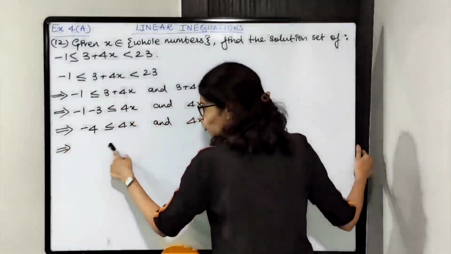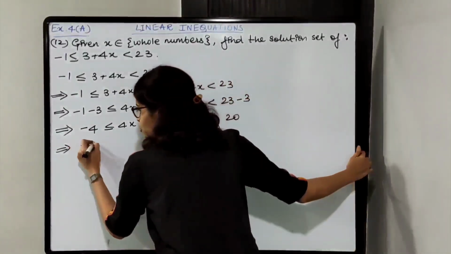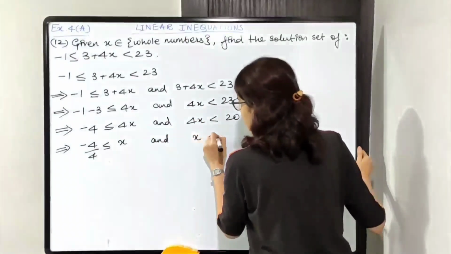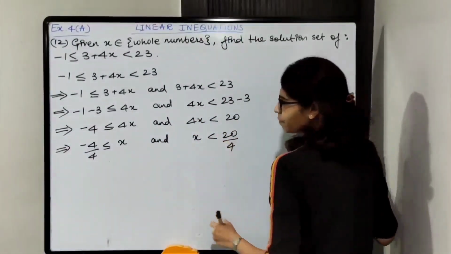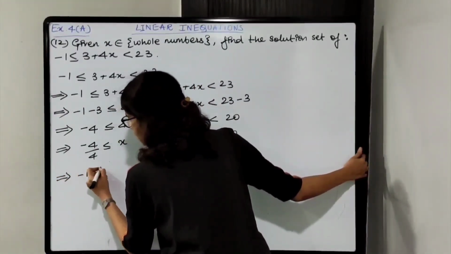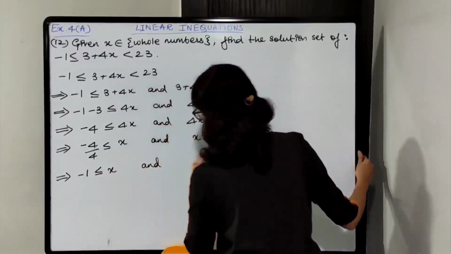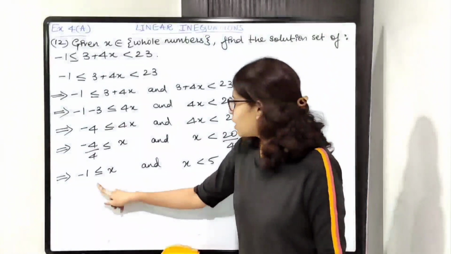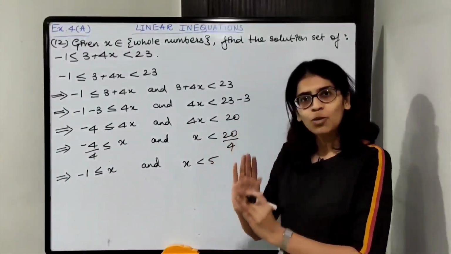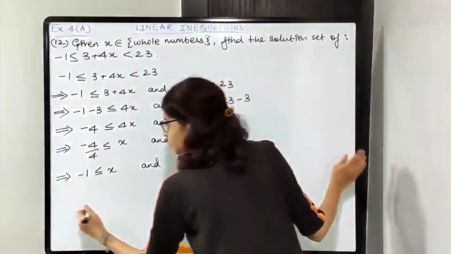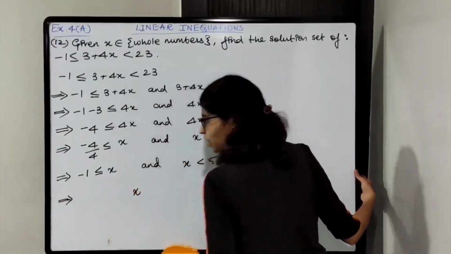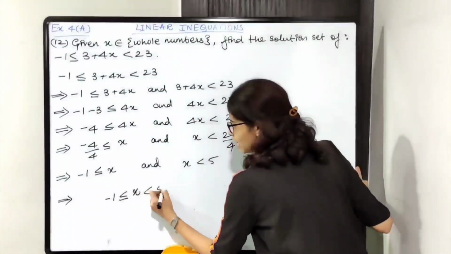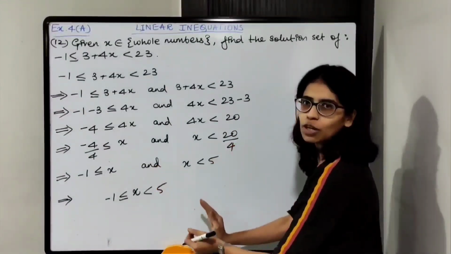So 4 I can shift on the other side. X positive है. So minus 4 upon 4 is less than or equal to x. And x is less than 20 upon 4. So this gives minus 1 is less than or equal to x and x is less than 5. We are getting two parts. So we are going to combine both the parts. Okay, अब combine करेंगे. So write the x in between, and it is greater than or equal to minus 1 but less than 5. दोनों conditions को combine करेंगे.